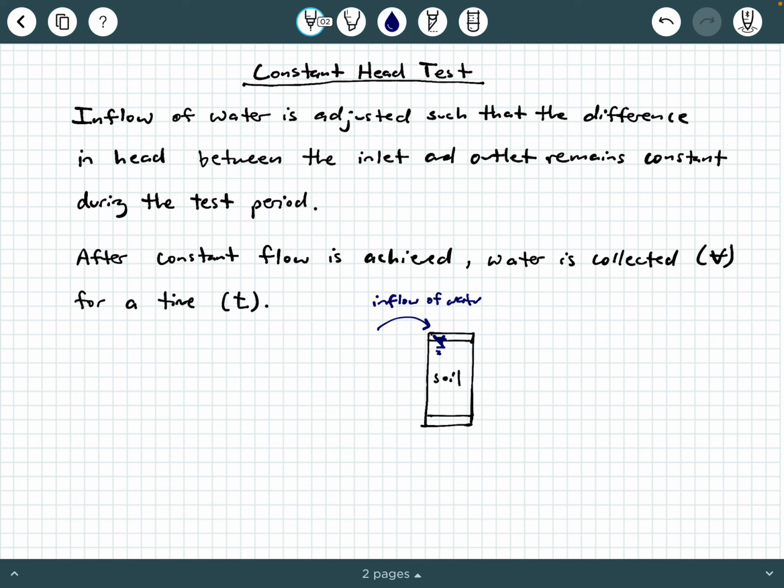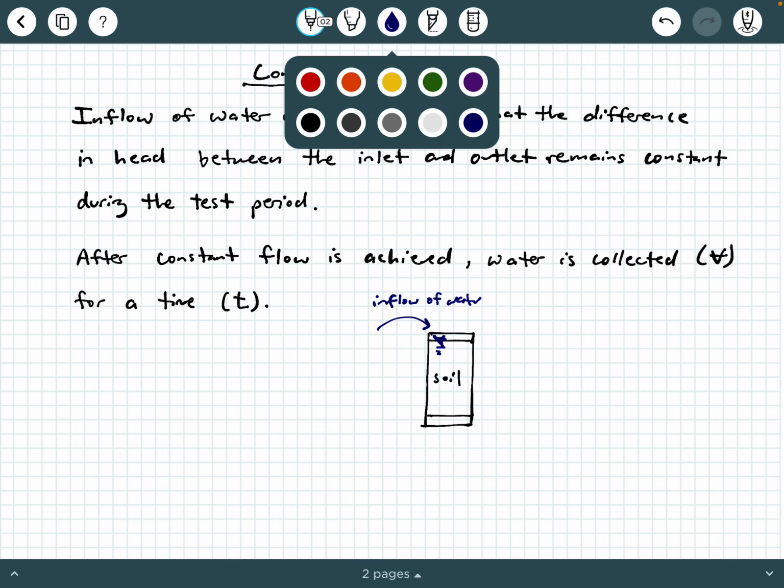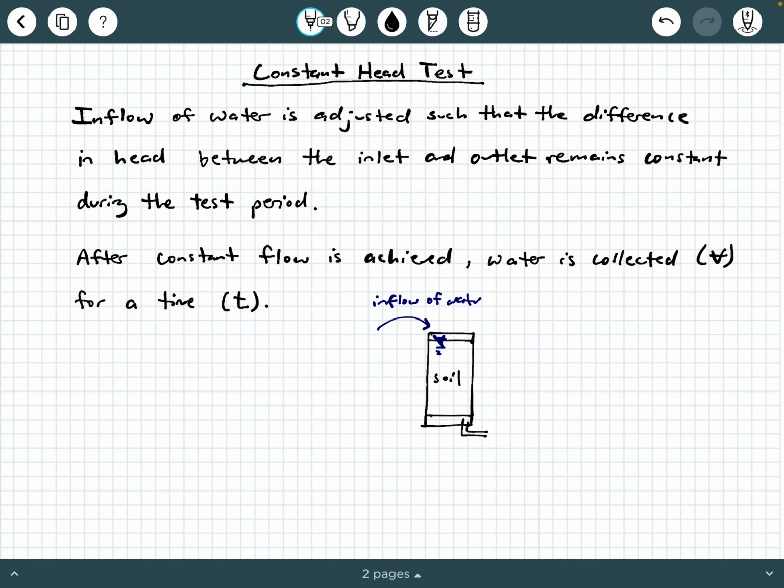And what you do is you adjust this inflow of water such that the head, which we're going to call H, remains constant between the inlet and the outlet, okay? So if you have an outlet here, you can do this by having piezometers attached, but you achieve a constant head, where we're going to say H is the constant head, and it's usually measured from a piezometer that's attached to the apparatus.